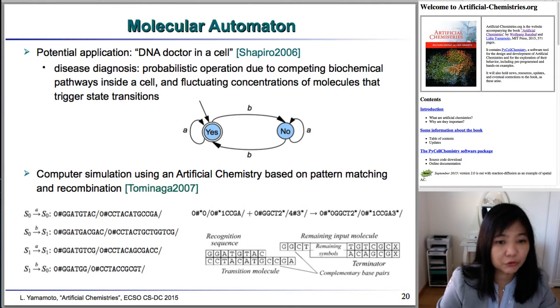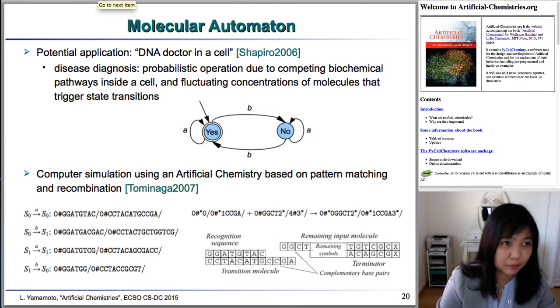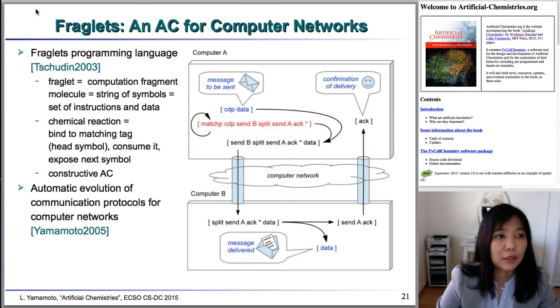But I will not go into the details of the chemistry, just to say that very similar concepts can be implemented both in wet chemistry and in simulation with the computer. And also a second example why I mentioned the molecular automaton example is that it is a little bit similar to a system we worked with in the past when I was at the University of Basel.